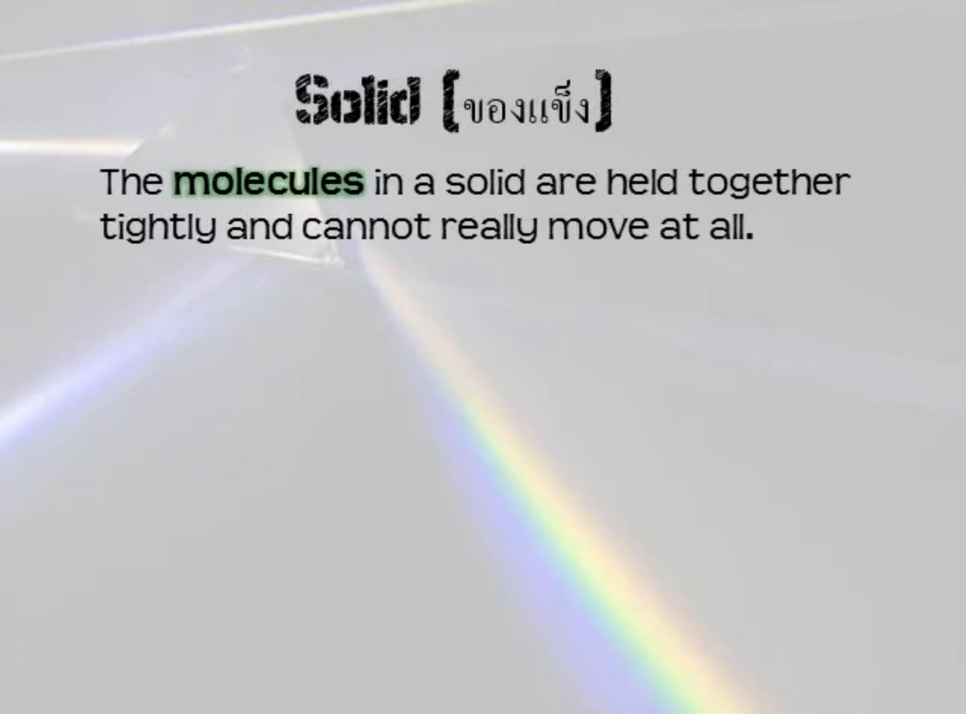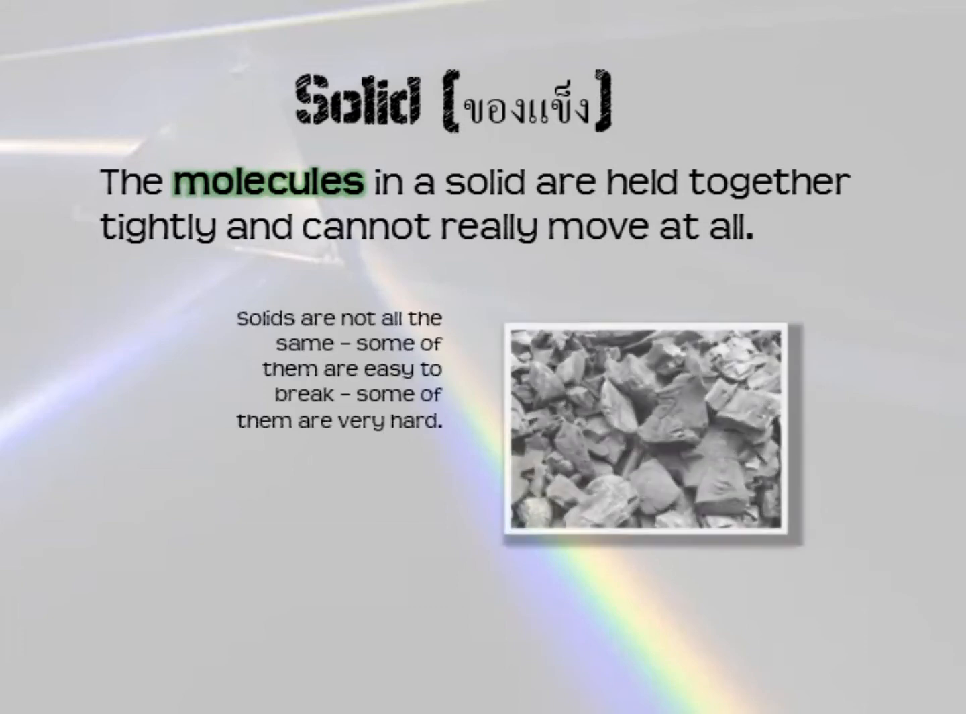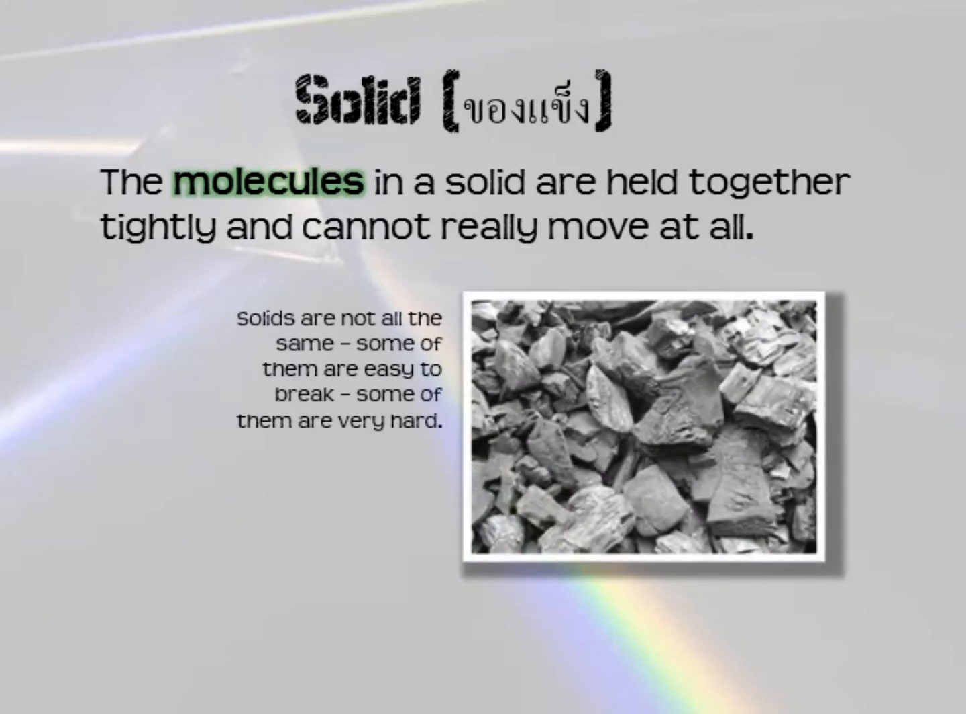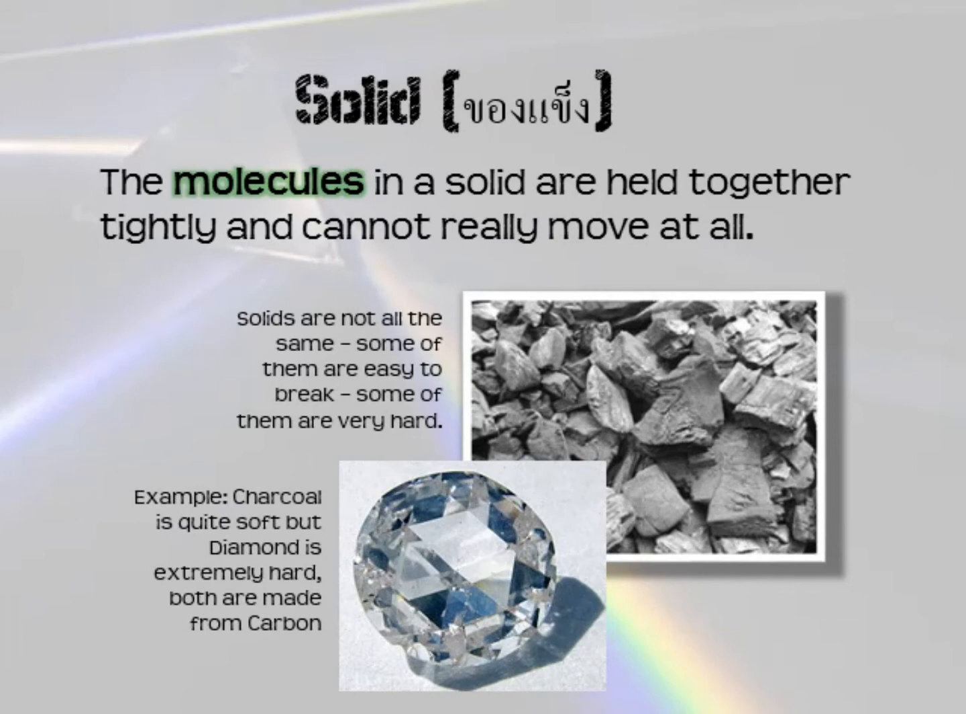Solids. So we've looked at gases and liquids, which are two states of matter. Solids are the third state of matter, and the molecules in a solid are held together very tightly and they cannot really move around, which means that solids are, well, solid. Solid can be used as a noun or an adjective, and solids are not all the same. Some of them are very easily broken, and some of them are very hard.